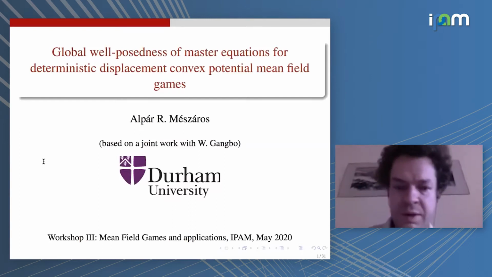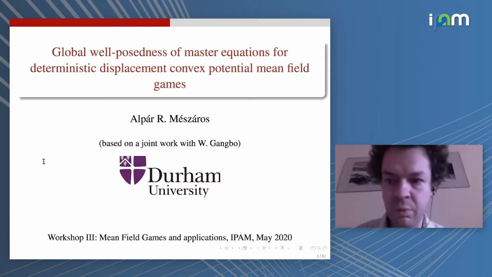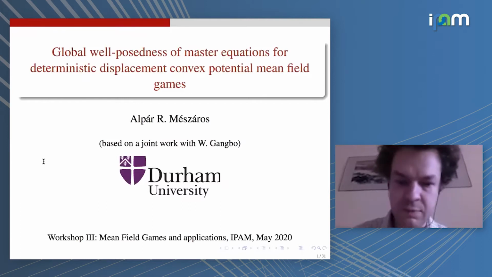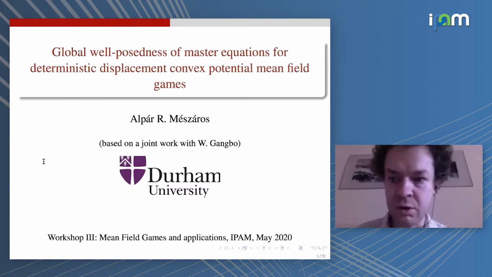I would like to present a recent work that I did with Wilfried Gangbo from UCLA. We started this during my postdoc there, and we put the paper on the arXiv very recently. This will be on the master equation arising in mean field games.